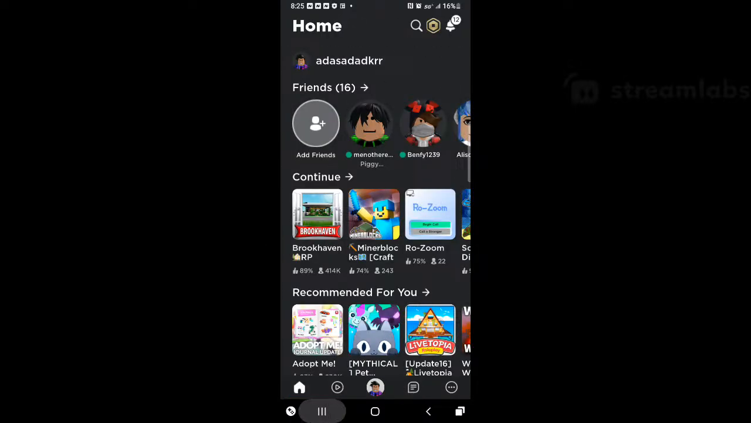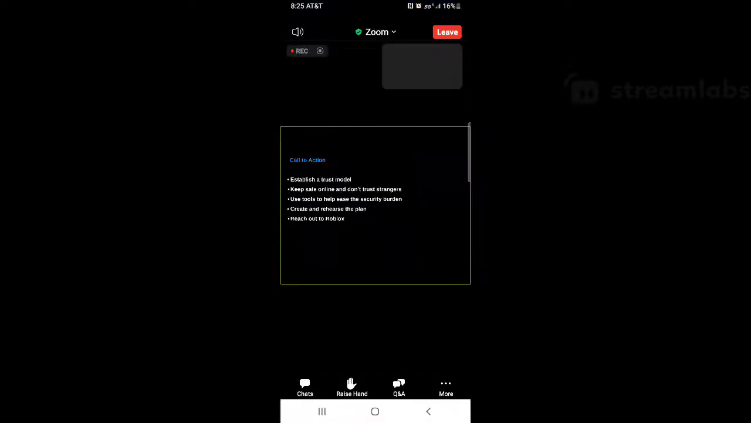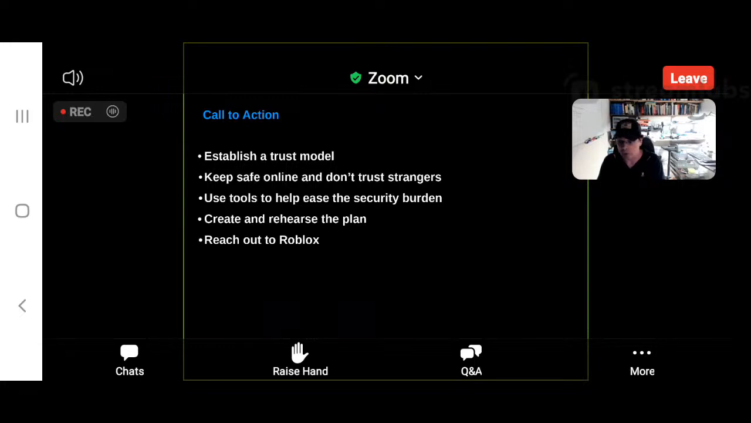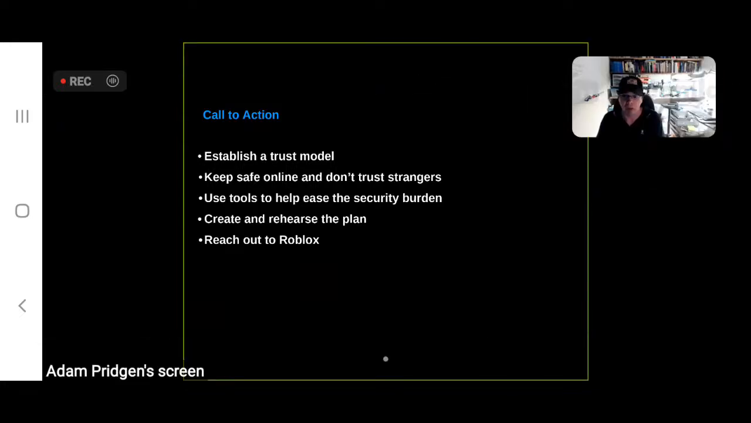Use tools to help ease the security burden. So LastPass, 1Password for password management, using VirusTotal to help you understand what programs might be malicious. These things can help you.